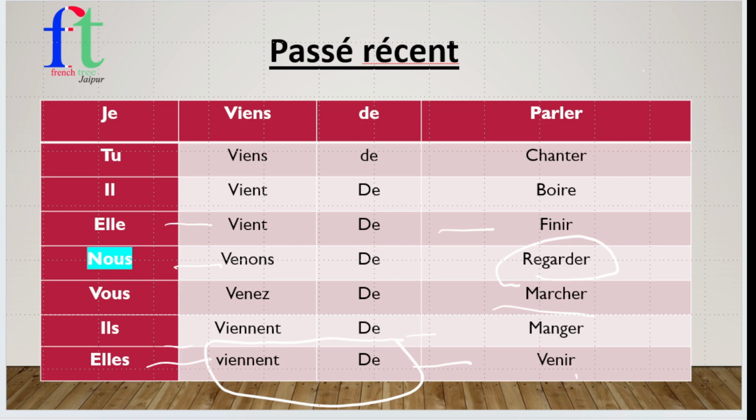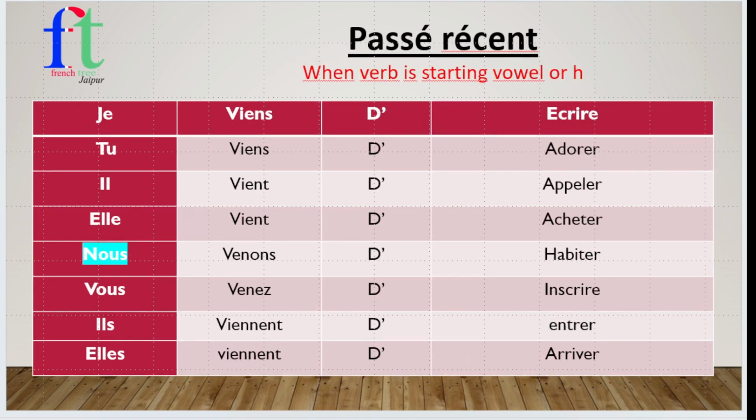and this is showing the activity. Okay, if your verb is starting with a vowel, then you will cut out the e of de and you will add an apostrophe. So if you put habiter, d'habiter, because that is also the h, okay, so nous venons d'habiter, right? Then this is what we do if the verb is starting with a vowel.